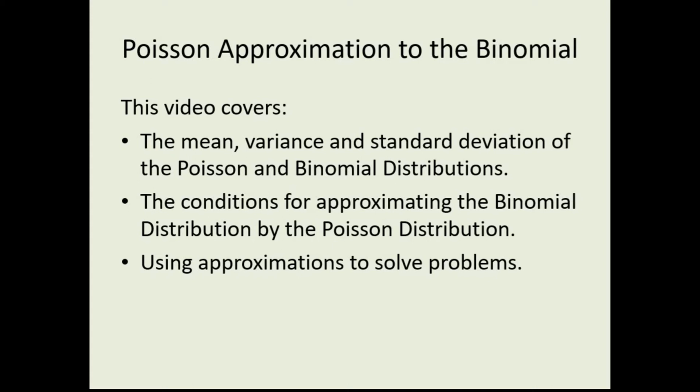So we're going to be looking first of all at the mean, variance and hence the standard deviation of each of the two distributions. We're going to be looking at the conditions required for approximating the binomial by the Poisson, and then we're going to have a go at solving the problem.